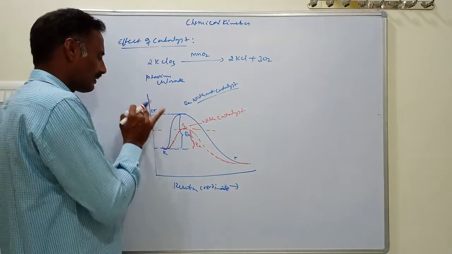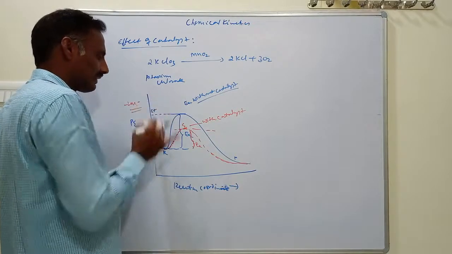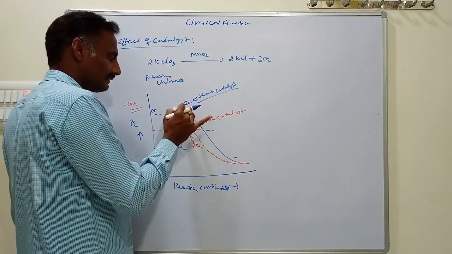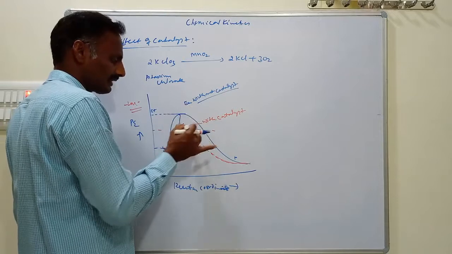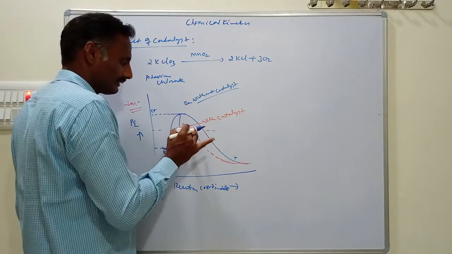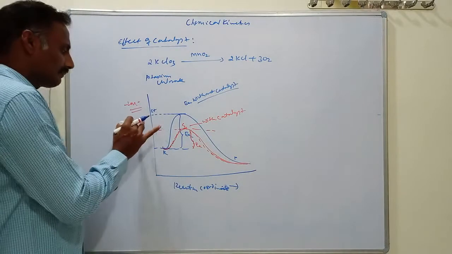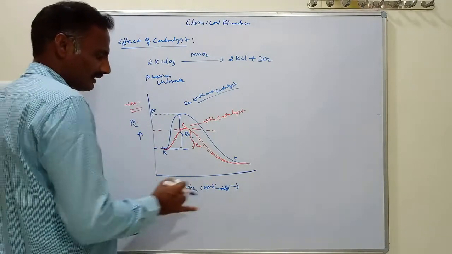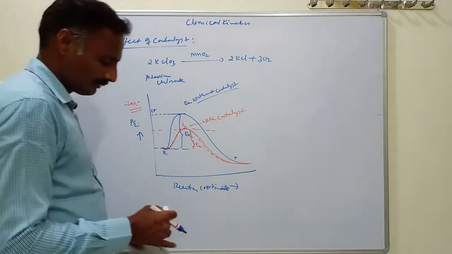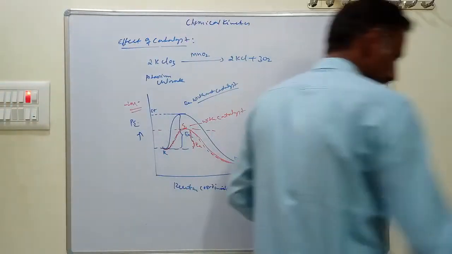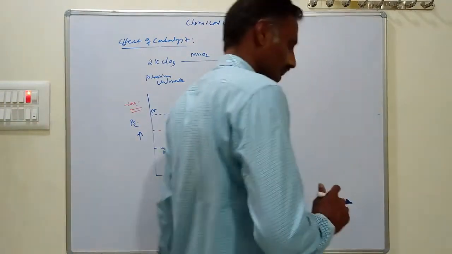This diagram is also important for 2 marks from an exam point of view. This is with catalyst, and this is without catalyst. Like this, the potential energy versus reaction coordinate diagram. This is important regarding the effect of catalyst and the energy of activation.